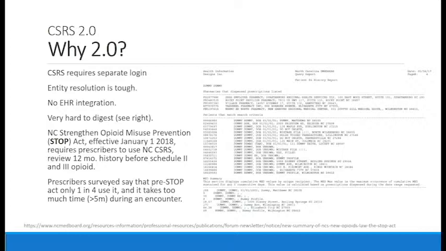Prescribers surveyed said that pre-Stop Act, only 1 in 4 use it. Now, we technically supposedly have log files. I haven't worked with them or seen them, but there may be some way to, informatics-wise, do that measurement or survey. And they said that it takes too long to do this during an encounter. This is really not sustainable for a workflow.